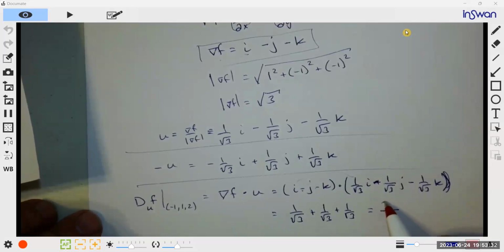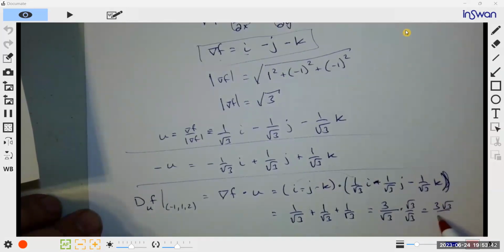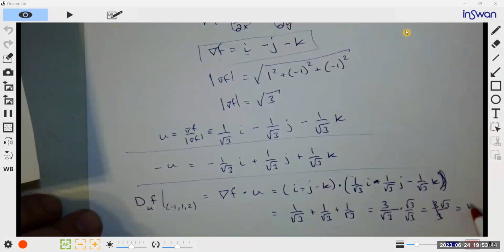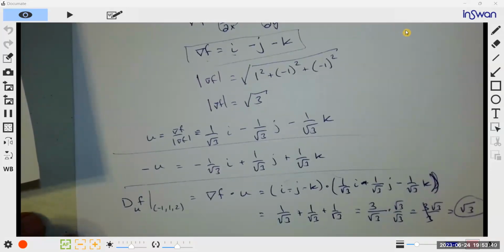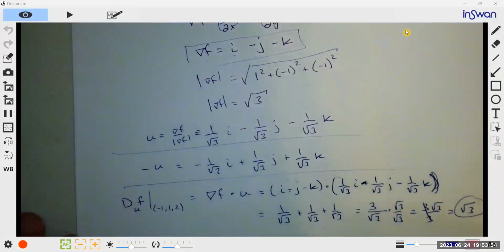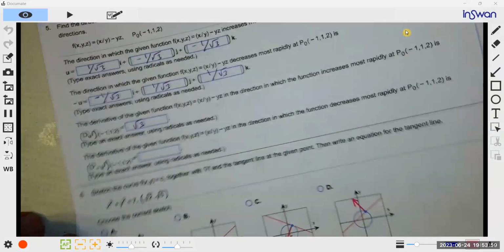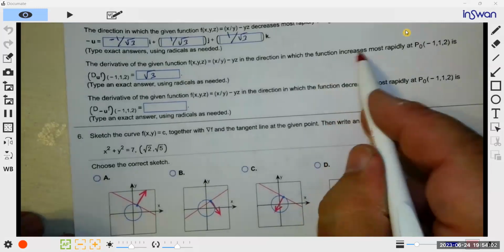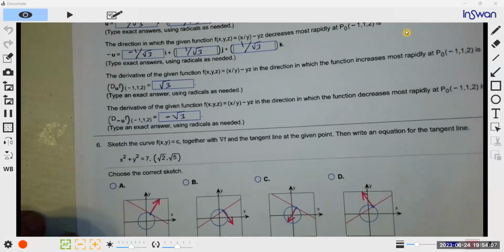Add those all together, we get 3 over radical 3. Rationalize the denominator: 3 radical 3 over 3. It just equals radical 3. So that's the derivative of the function in the direction of u. So it's just radical 3. That's increasing. If it's decreasing, it's just a negative.